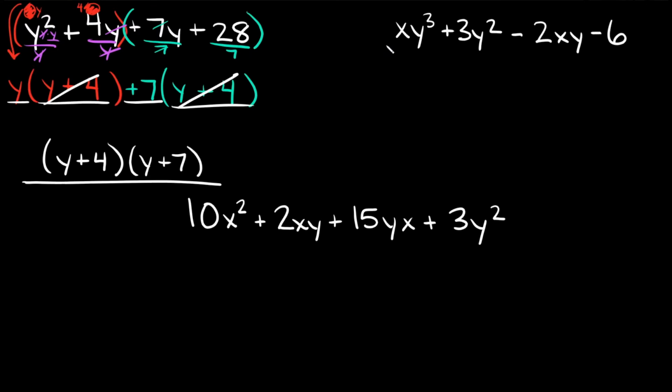Okay, let's go to this next slightly harder example. So xy cubed plus 3y squared minus 2xy minus 6. So again, in order to factor this by grouping, I want to split my first two terms into a group, and I want to split my last two terms into a group, okay?